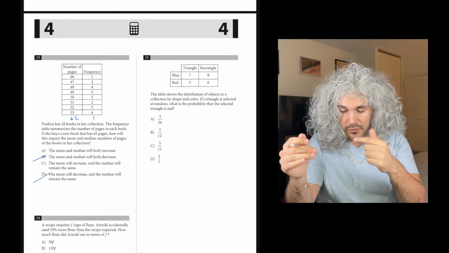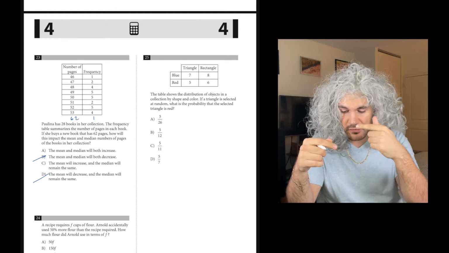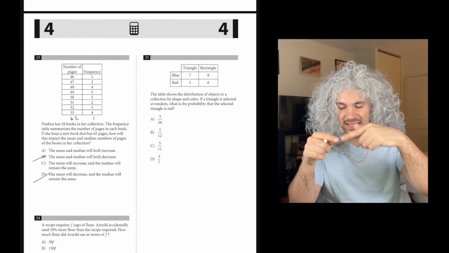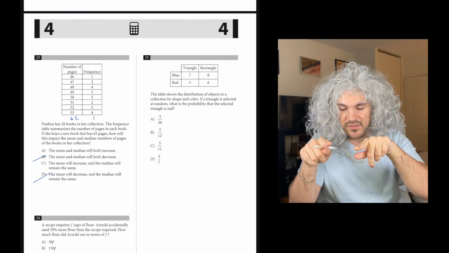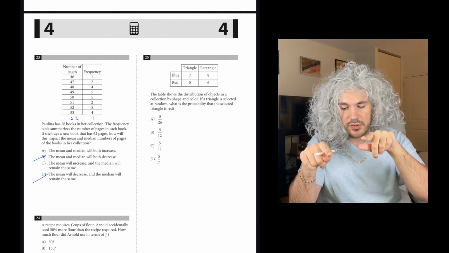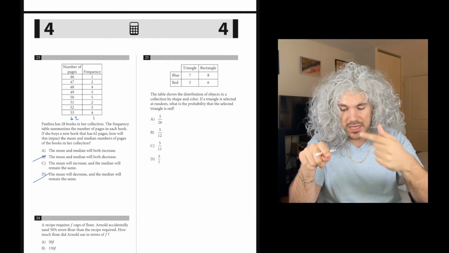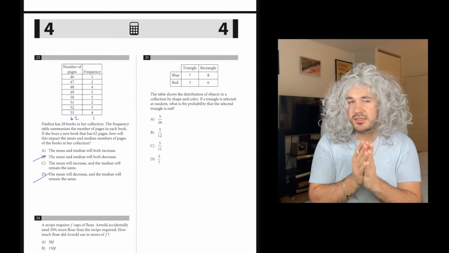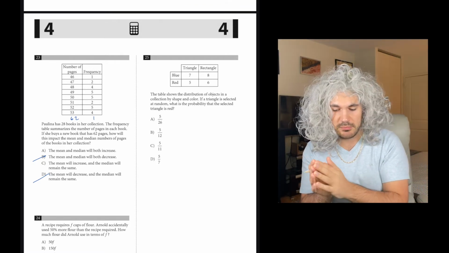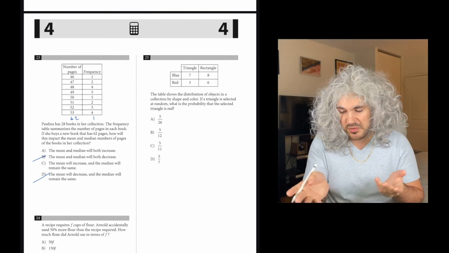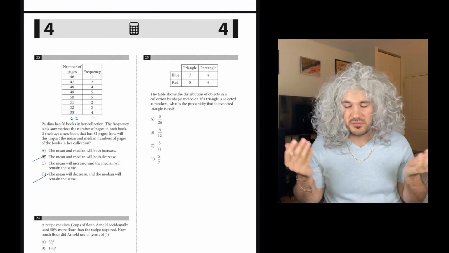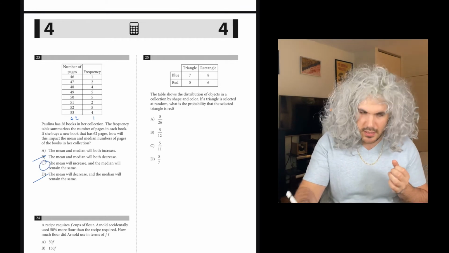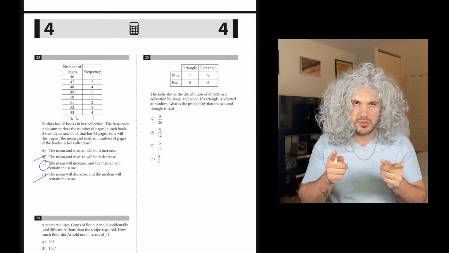So, if we add another value, our median is still within that 50 pages. So, that means that the mean went up, but the median stayed the same. That median is still 50 pages, probably because there were so many 50-page books, a frequency of 5, that kind of makes sense. So C should be our answer.